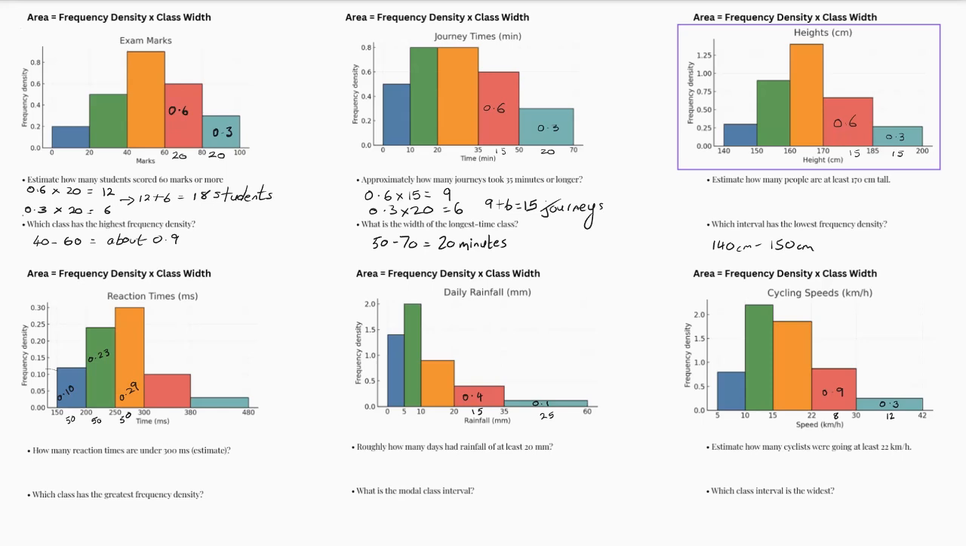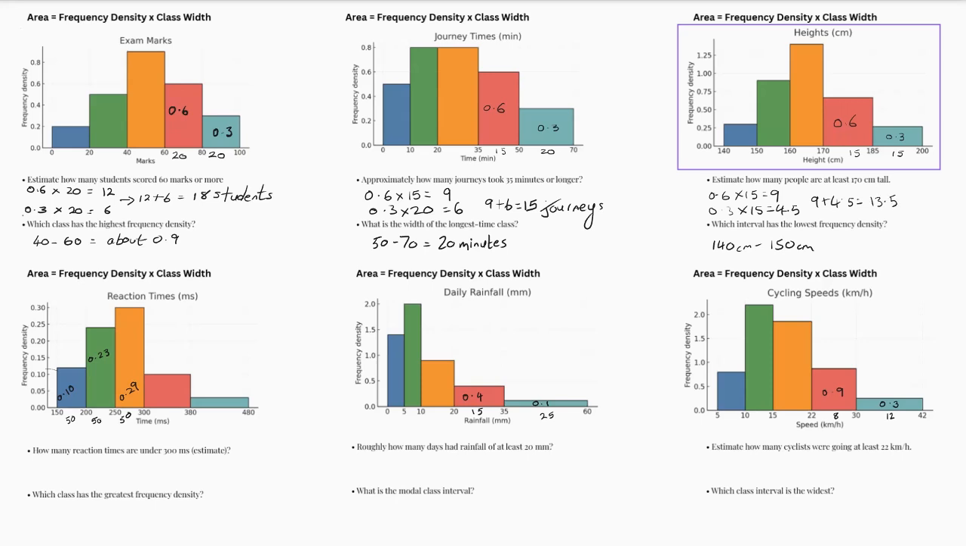So estimate how many people are at least 170 centimetres tall. What we're going to do is our FD, I'll call it, frequency density, 0.6 times our class width, which is 15, which equals 9. And then we have 0.3, and that comes to 4.5. Now we're going to add those up, and we get a total of 13.5.